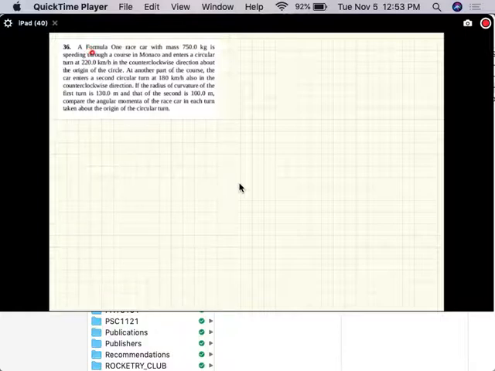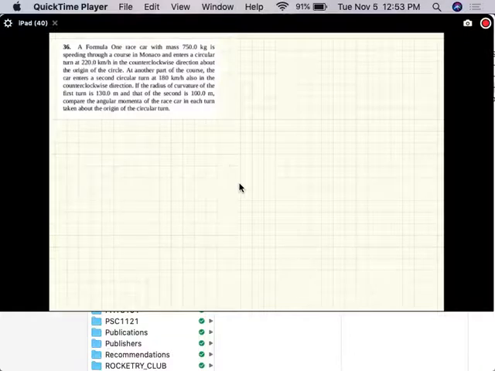Okay, this problem says a Formula One race car with a mass of 750 kg is speeding through a course in Monaco and enters a circular turn at 220 kilometers per hour in the counterclockwise direction about the origin of the circle. At another part of the course, the car enters a second circular turn at 180 kilometers per hour, also in the counterclockwise direction. If the radius of curvature of the first turn is 130 meters and that of the second is 100 meters, compare the angular momentum of the race car in each turn taken about the origin of the circular turn.